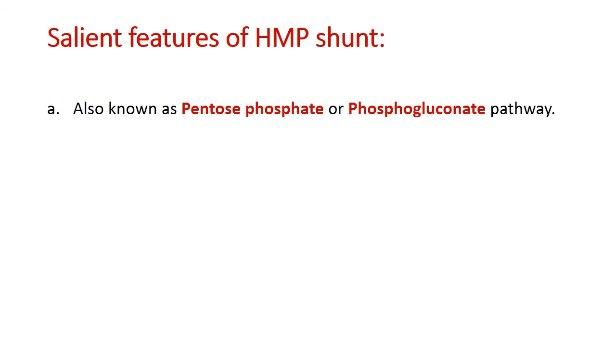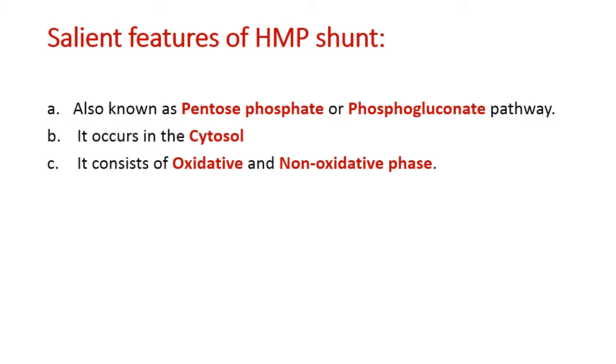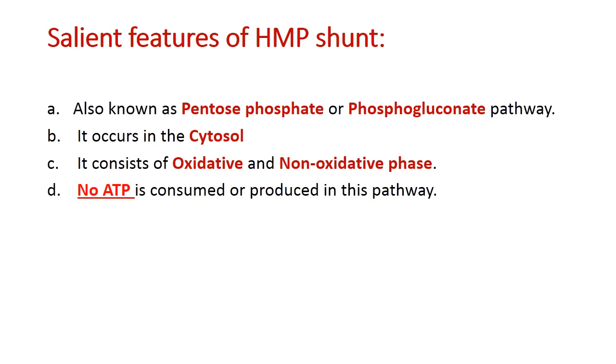The salient features of Hexose Monophosphate Shunt. This pathway is also known as the Pentose Phosphate Pathway or the phosphogluconate pathway. It occurs in the cytosol of both prokaryotes and eukaryotes. It consists of two phases, the oxidative phase and the non-oxidative phase.